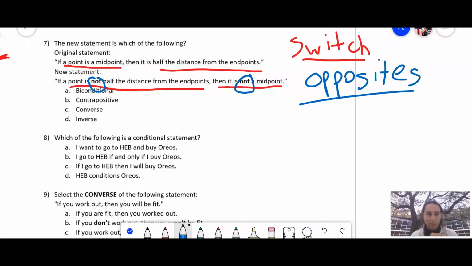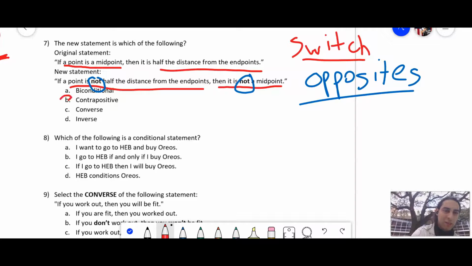Now we got to figure this out. Which one of these four answer choices is when you switch and make it opposite? Is it biconditional? Well, no, biconditional uses if and only if. I don't see that. Is it contrapositive? Maybe. What about letter C? Converse. Converse is when you only switch, so it can't be just converse. What about letter D? Is it inverse? Well, inverse is when you do the opposites only. So it's not converse because that's only one of them. It's not inverse because that's only one of them. So let's go back to letter B.